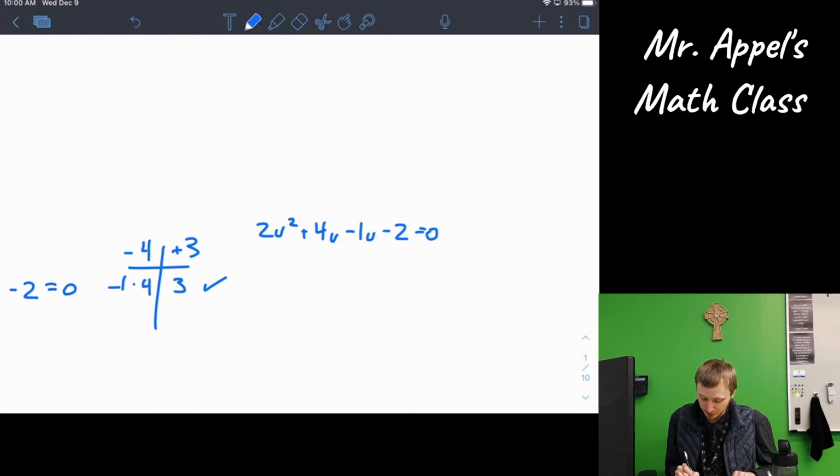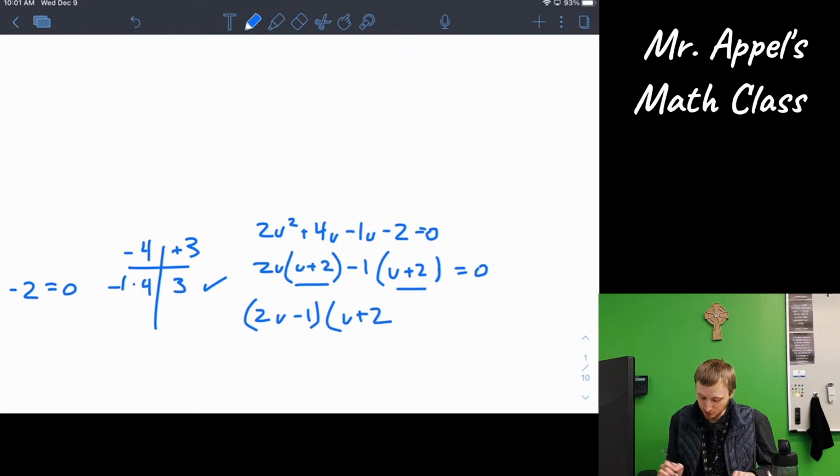Okay, factor by grouping, we can take 2u out of here. That leaves us with u plus 2. We can factor a -1 from here. That leaves us with u plus 2. We got the same thing both times. Very good. So 2u minus 1 times u plus 2.